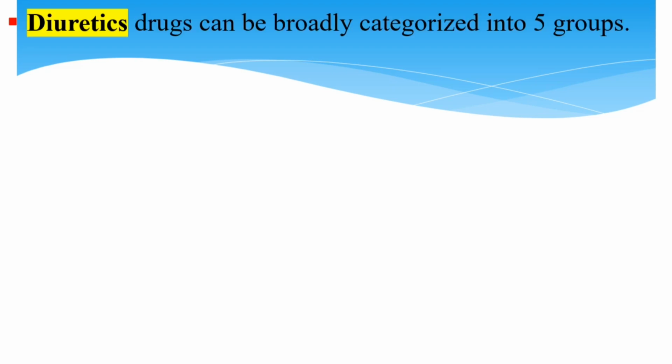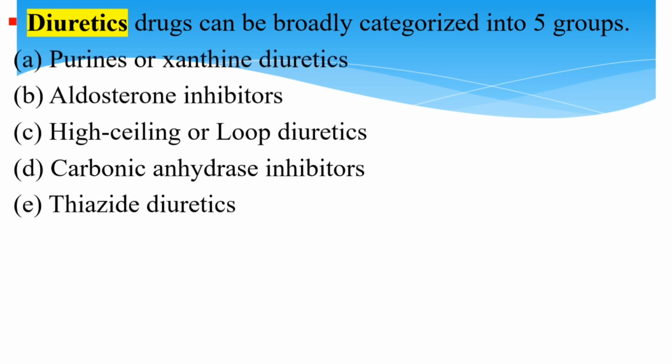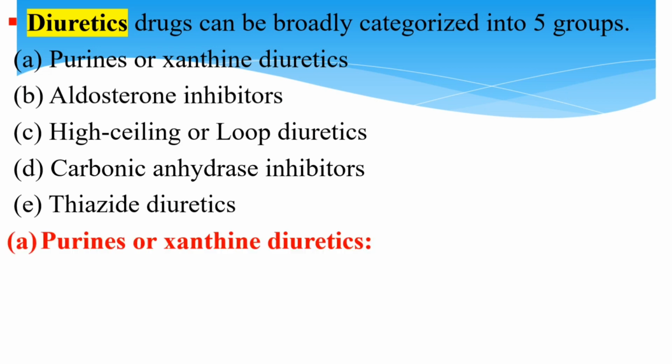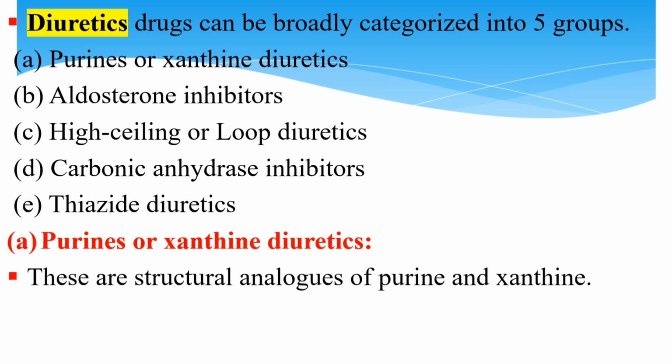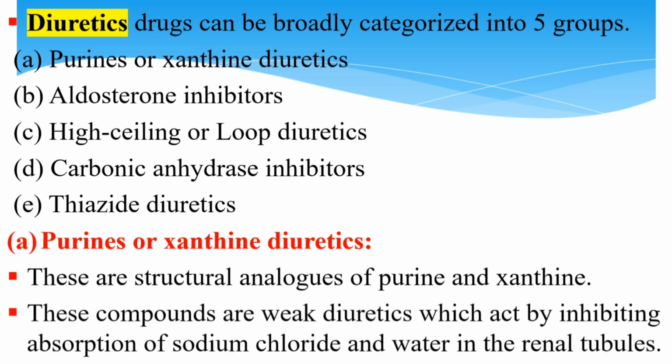Also, diuretic drugs are used. Diuretics can be broadly categorized into five categories: purines or xanthine diuretics, aldosterone inhibitors, high ceiling or loop diuretics, carbonic anhydrase inhibitors, and thiazide diuretics. Purine or xanthine diuretics are the structural analogues of purine and xanthine, and these compounds are weak diuretics. They act by inhibiting the absorption of sodium chloride and water in the renal tubules.